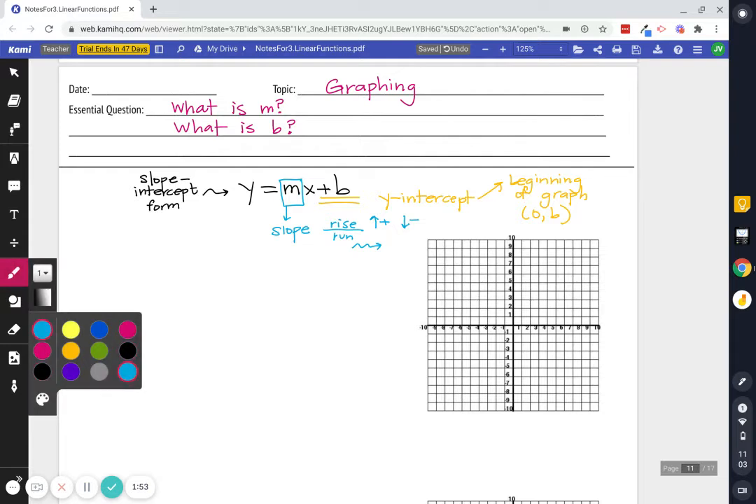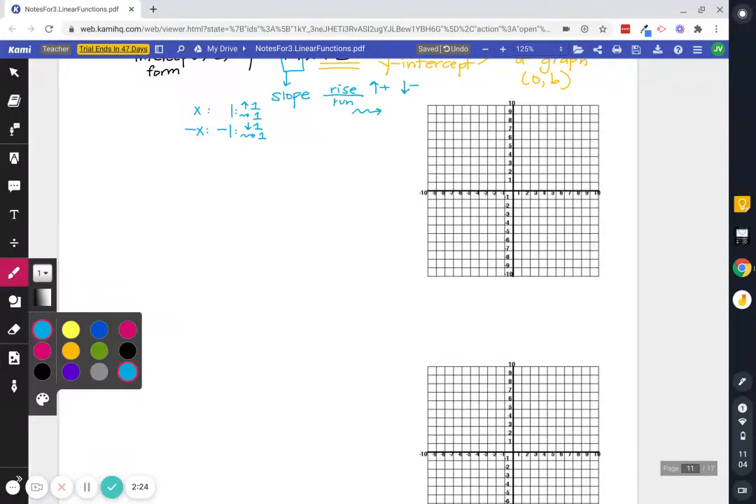A couple of little wrinkles. If the slope is 1, we go up 1, right 1. If for some reason it's -1, we go down 1, right 1. So we might see in our equation that it might just say x, or it might just say -x. If you see an equation that's just x or -x, it means our slope is 1 or -1, and we deal with it that way. So let's run through 2 examples here.